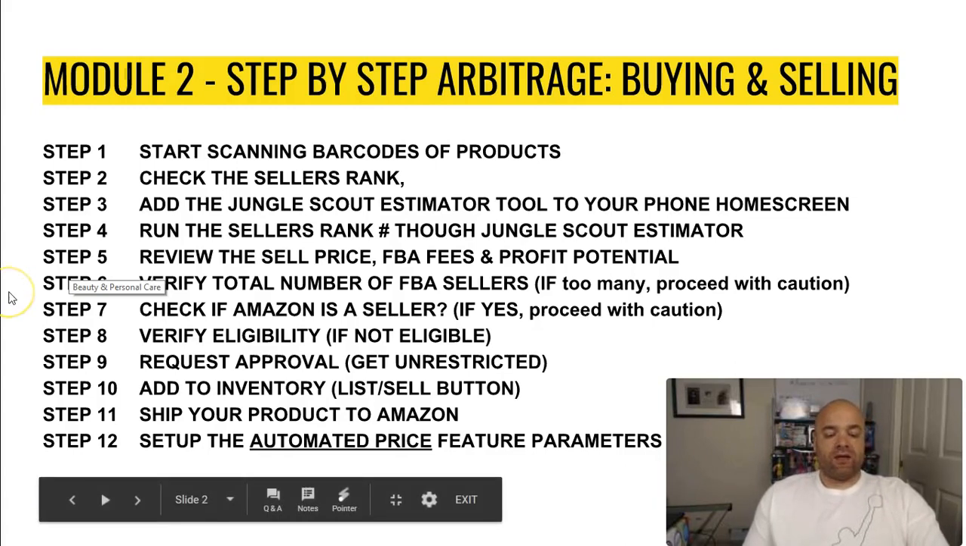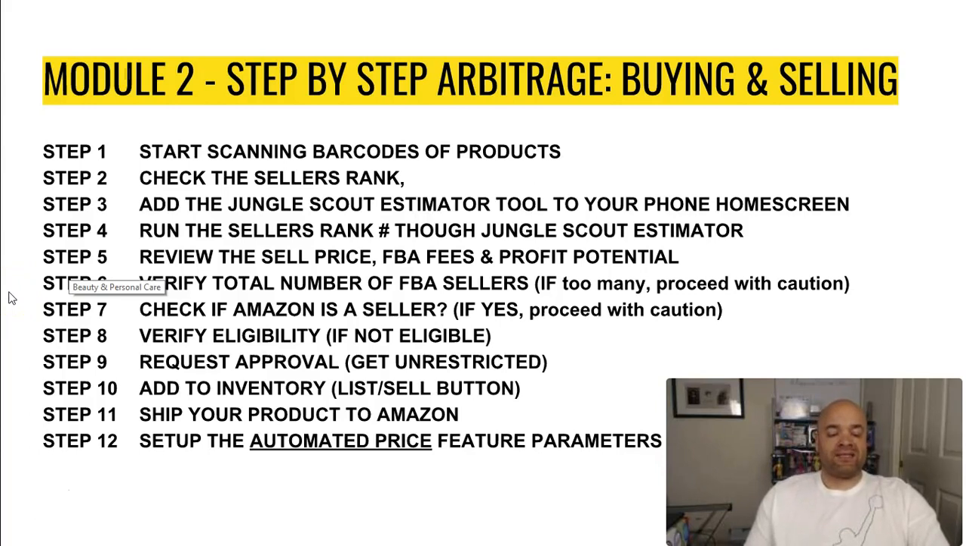Step 6, verify the total number of FBA sellers. If too many, proceed with caution. Step 7, check if Amazon is a seller. If yes, again, proceed with caution. Step 8, verify eligibility. If not eligible, step 9, request approval, get unrestricted.